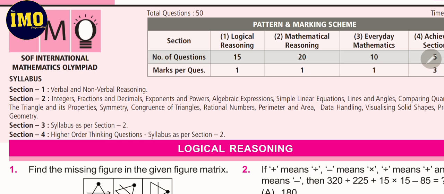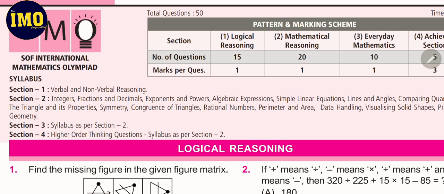In section 2: integers, fractions, decimals, exponents and powers, algebraic expressions, simple linear equations, lines and angles, comparing quantities, the triangle and its properties, symmetry, congruency of triangles, rational numbers, perimeter and area, data handling, visualizing solid shapes, practical geometry. Section 3 has the same syllabus as Section 2. Section 4 has HOT, higher order thinking questions.